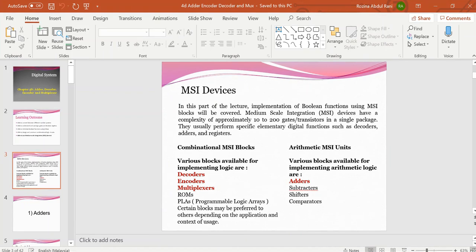So what is an MSI device? An MSI device is a medium scale integration device that has a complexity of approximately 10 to 200 gates or transistors in a single IC package. This means that during circuit fabrication, the process has embedded hundreds of transistors in one integrated circuit or microchip.